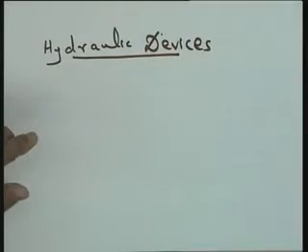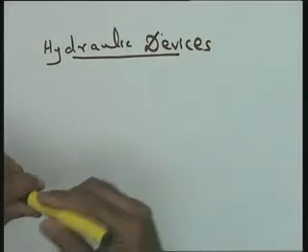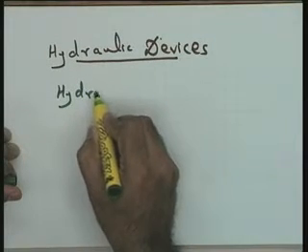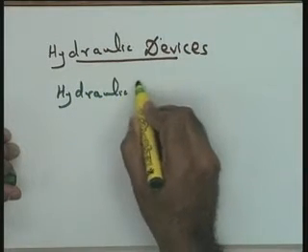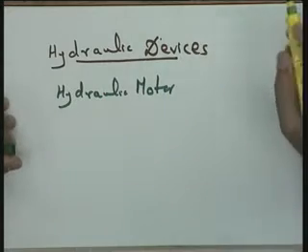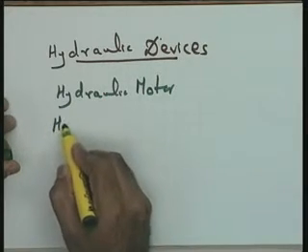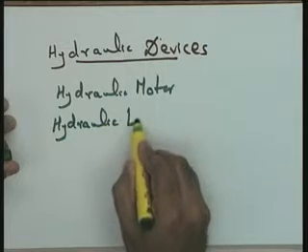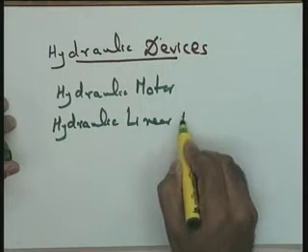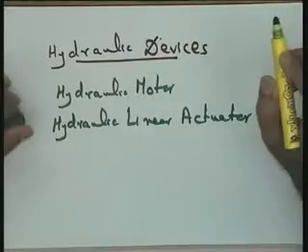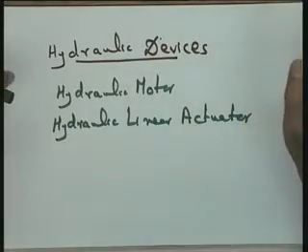Basically, I will consider a hydraulic motor. A hydraulic motor will be capable of giving us the linear as well as the rotary motion. Though the linear motion hydraulic motor is commonly referred to as hydraulic linear actuator, which is going to give us a linear motion in response to the applied torque.